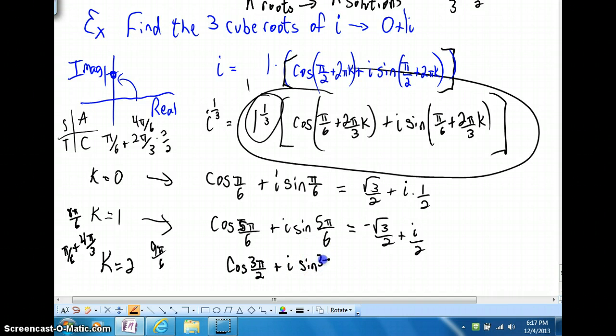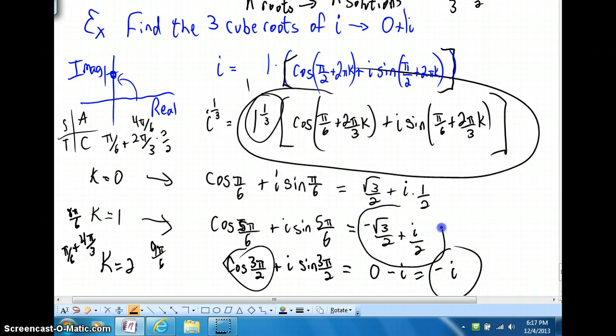This is actually maybe one of the easiest things to work out. Cosine of 3 pi over 2 is just 0. Sine of 3 pi over 2 is negative 1, so we'd have a negative I. So very plain and simply a negative I. There you have it, your 3 cube roots of I.